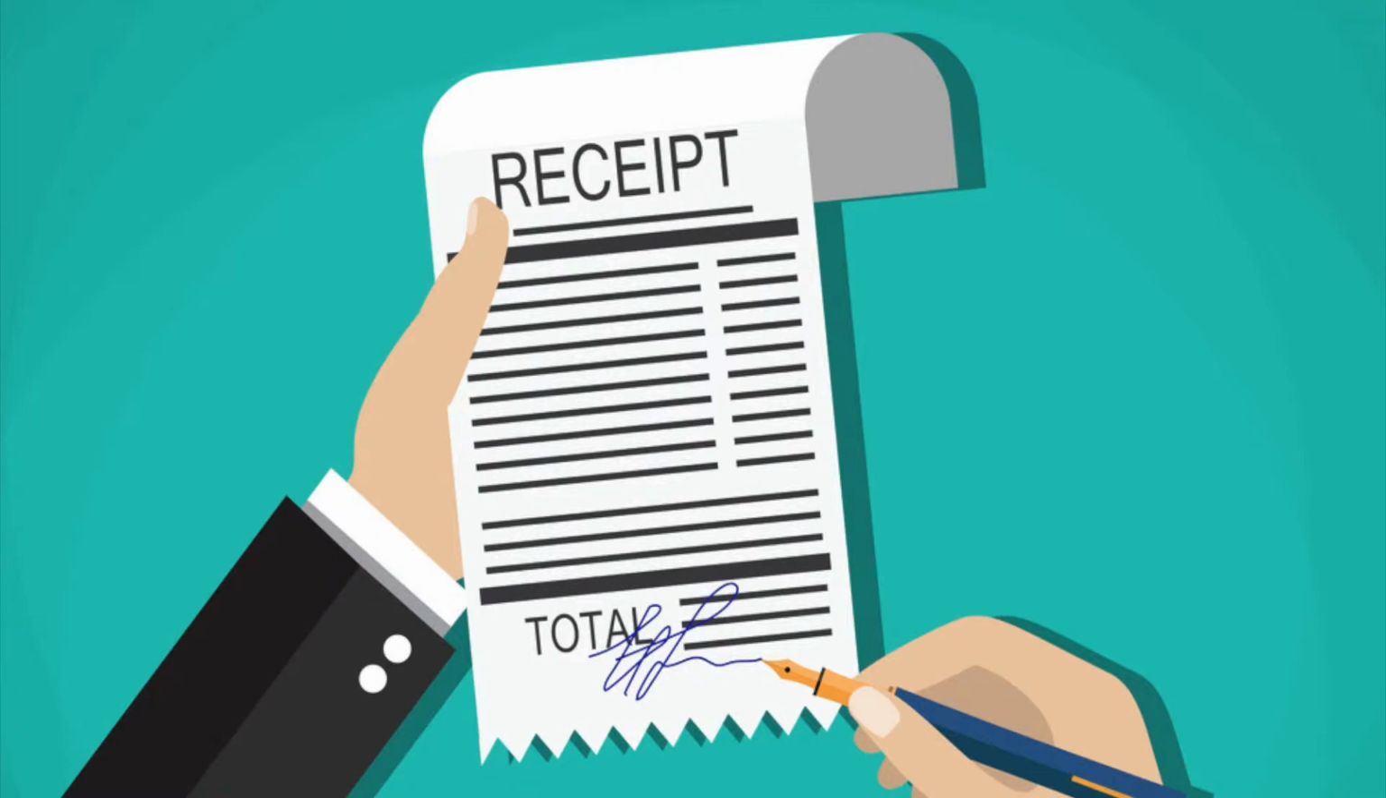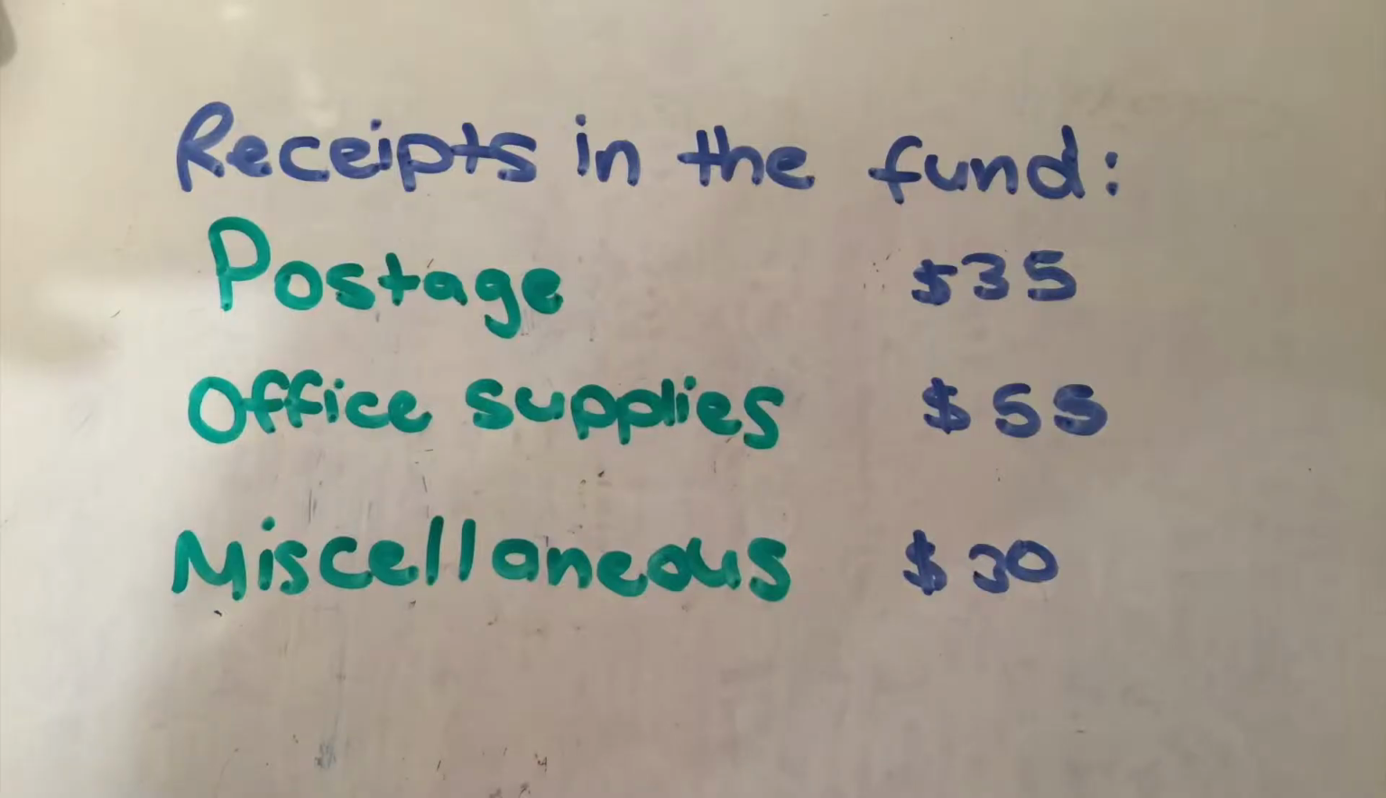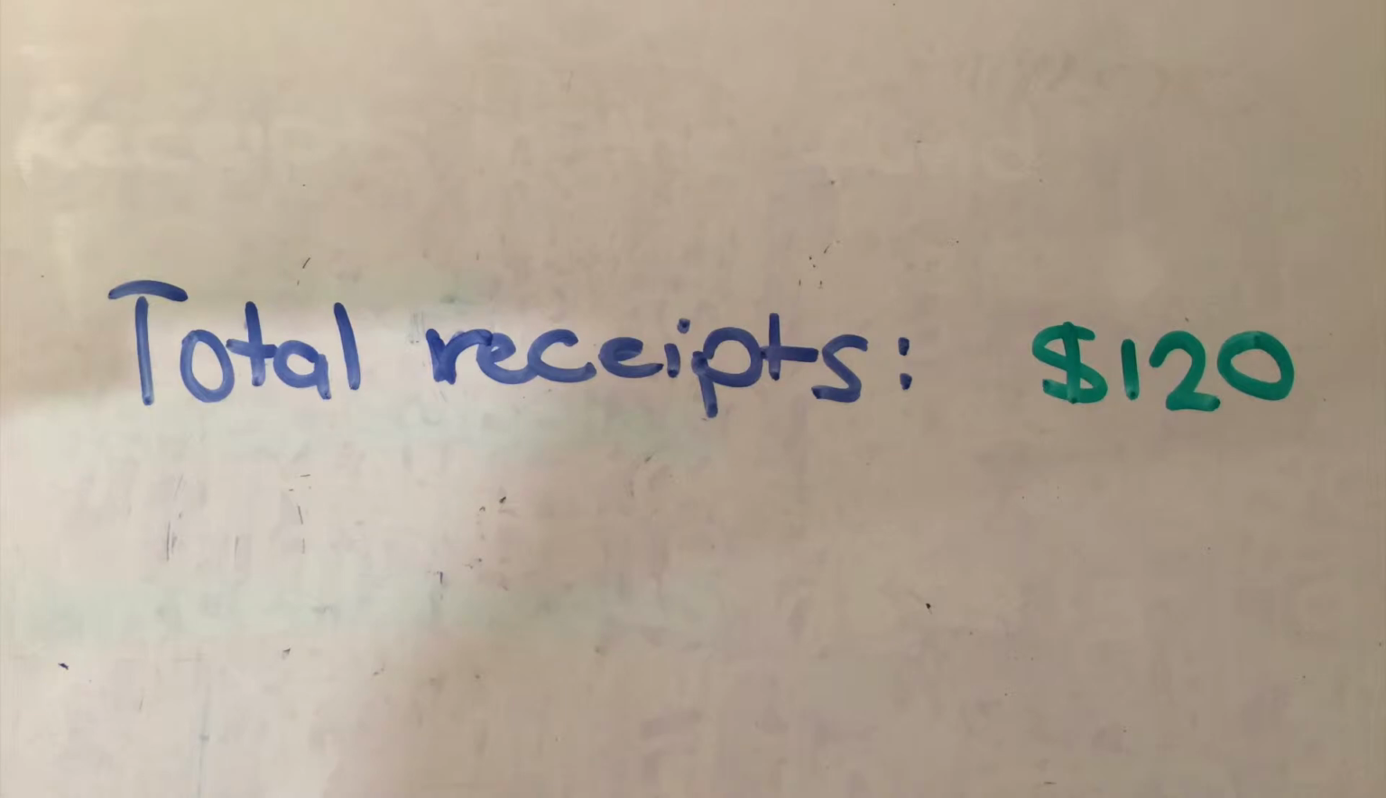It is essential to keep the receipts when any cash is spent. It is recorded under the receipts in the fund. As you can see, they use these receipts and record postage with $35, office supplies of $55, and miscellaneous of $30, giving a total of $120.